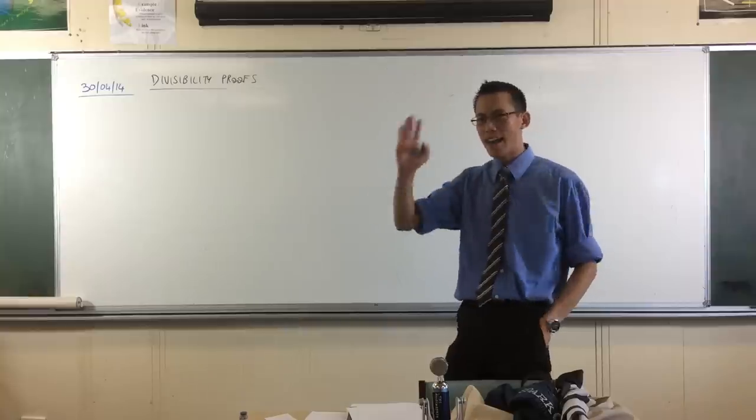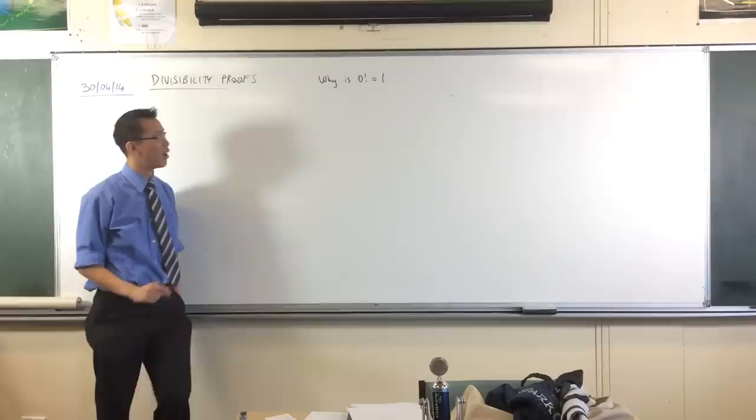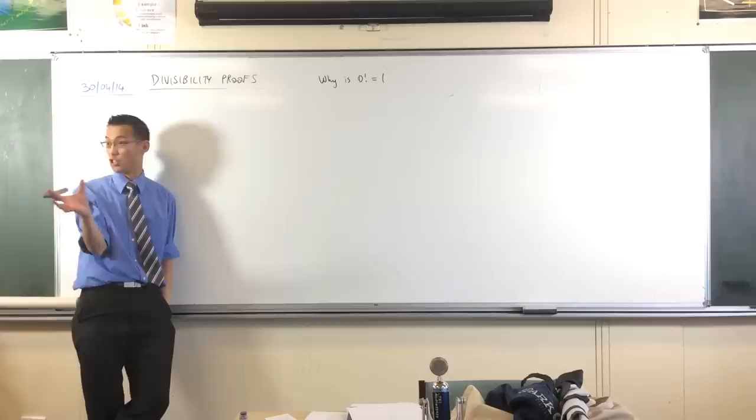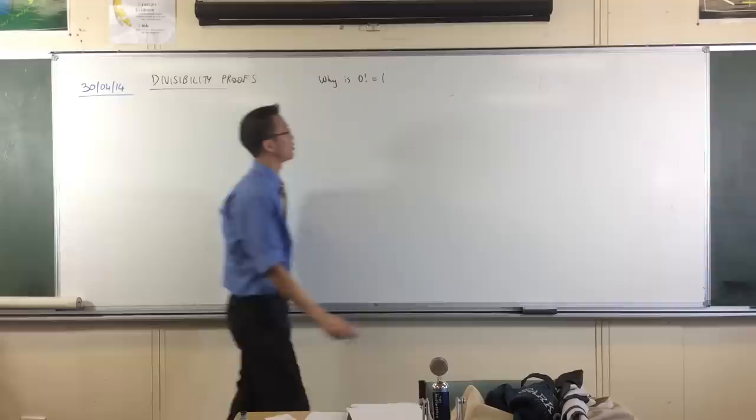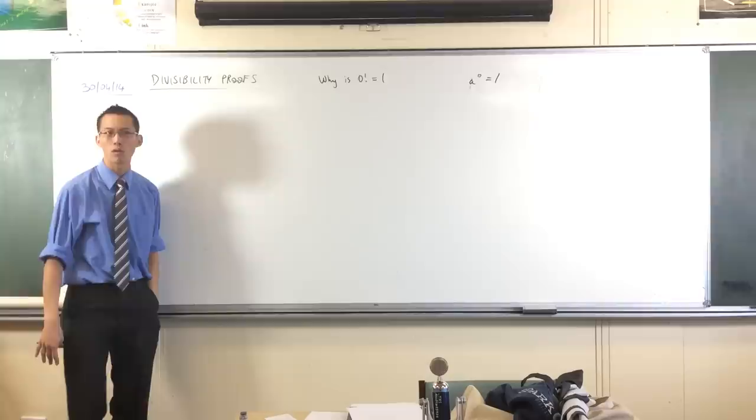Why is 0 factorial 1? Okay, because it does seem to defy the idea that you multiply down until you get down to 1, and then you stop, right? Now, I'm going to argue for this the same way I would argue this. How do you argue that? Because you all take it to be true, but it's the same problem.